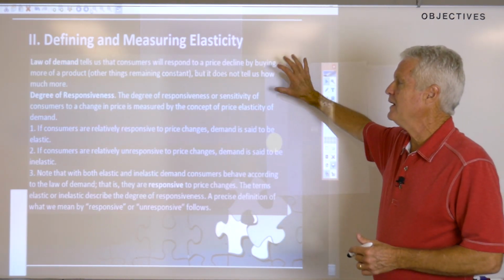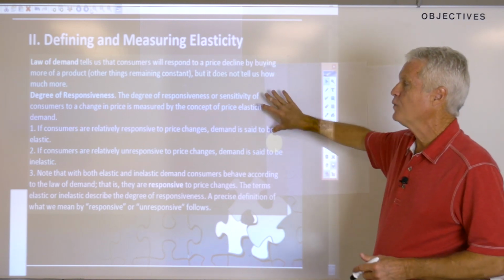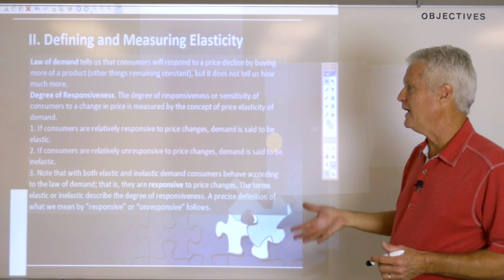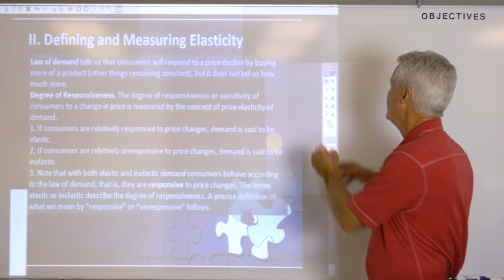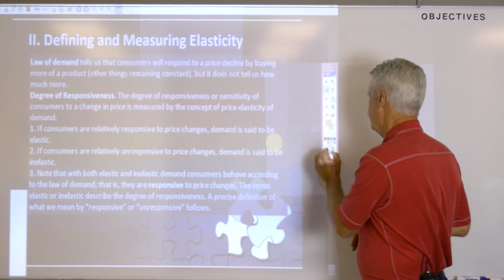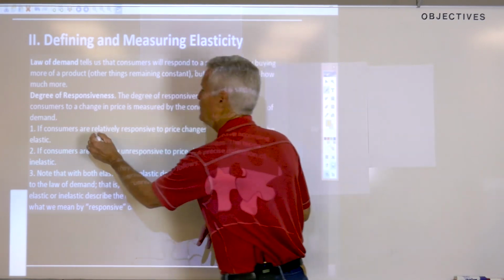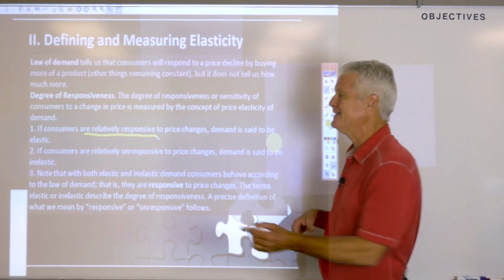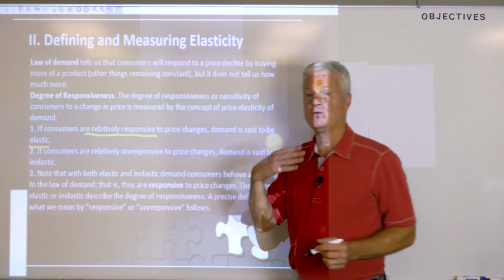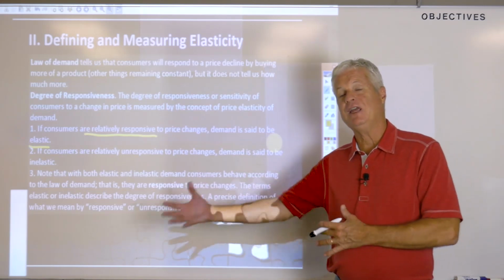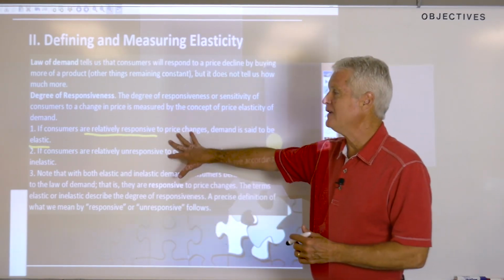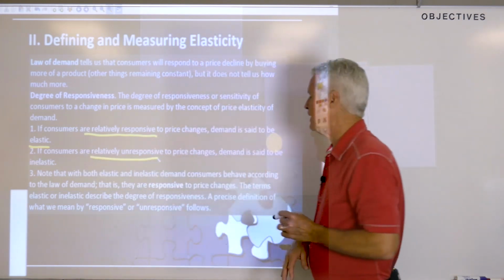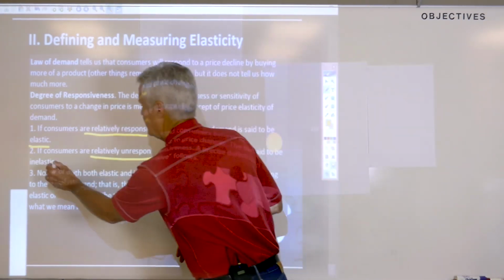So we've got the law of demand. We're going to measure the degree of responsiveness of an item. That's what we talk about with elasticity. If consumers are relatively responsive, then demand is elastic. In other words, when you change the price, I change my behavior quite a bit. That's elastic. If I'm relatively unresponsive, that's inelastic.